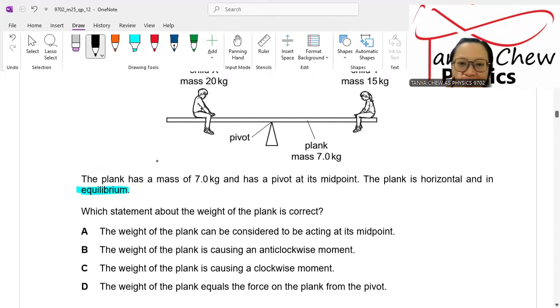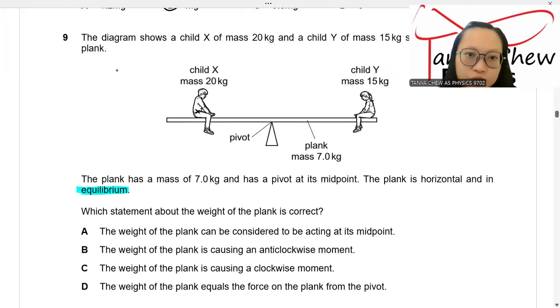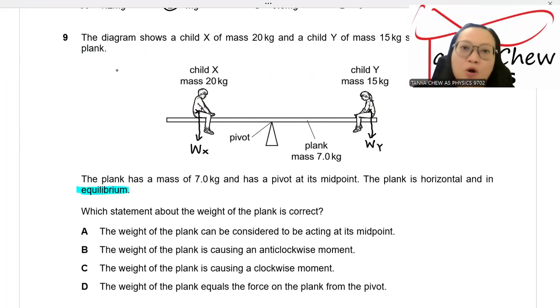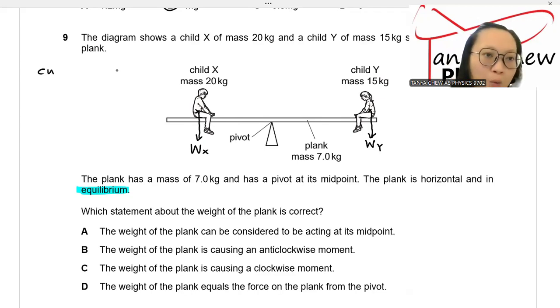Because the pivot is acting at the midpoint, and the question already mentioned that the whole system, this plank, is horizontal, you just consider these two: the weight of child X and the weight of child Y. When you see the word pivot, you need to know you have to use the principle of moment. What is the statement of the principle of moment? The principle of moment states that when a system is in equilibrium, the total clockwise moment must be equal to the anti-clockwise moment.